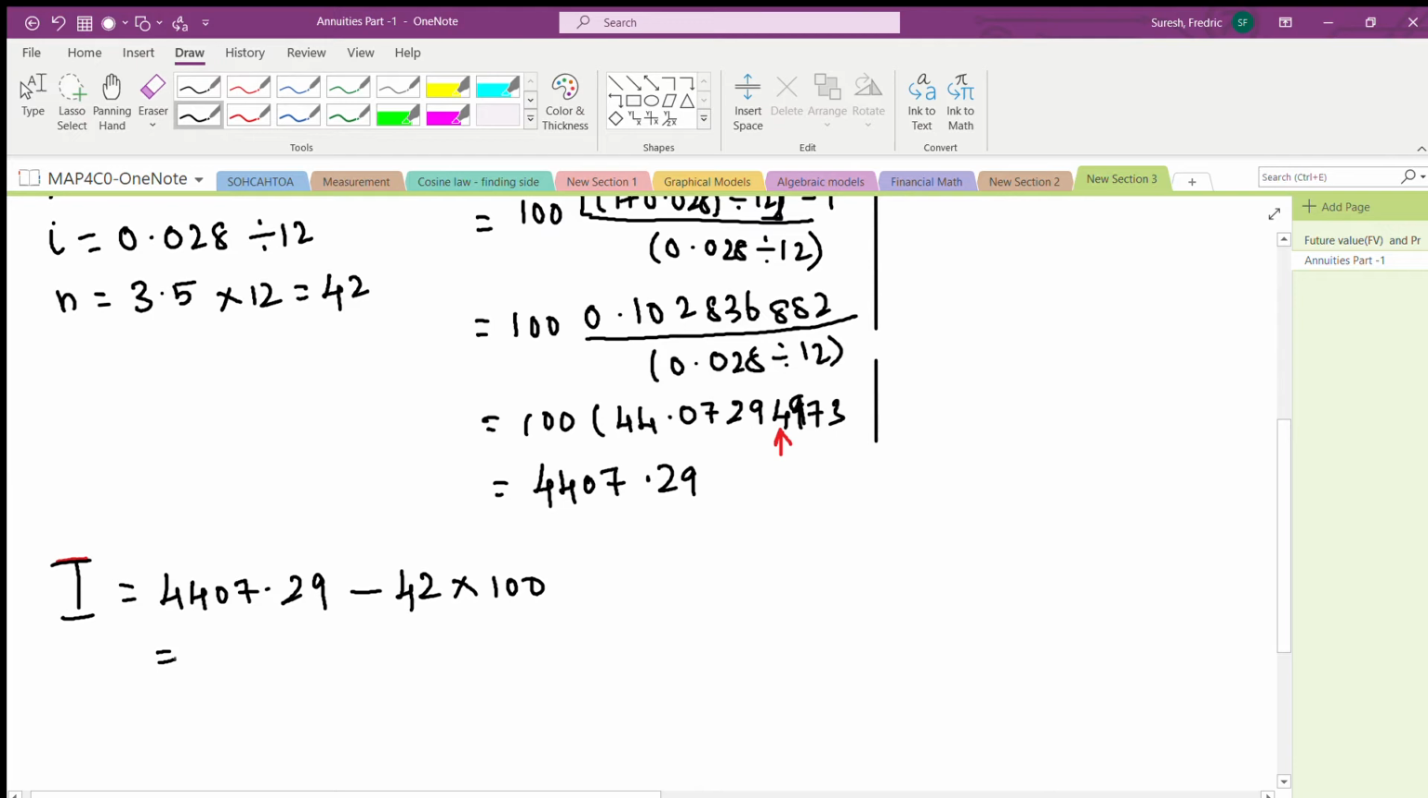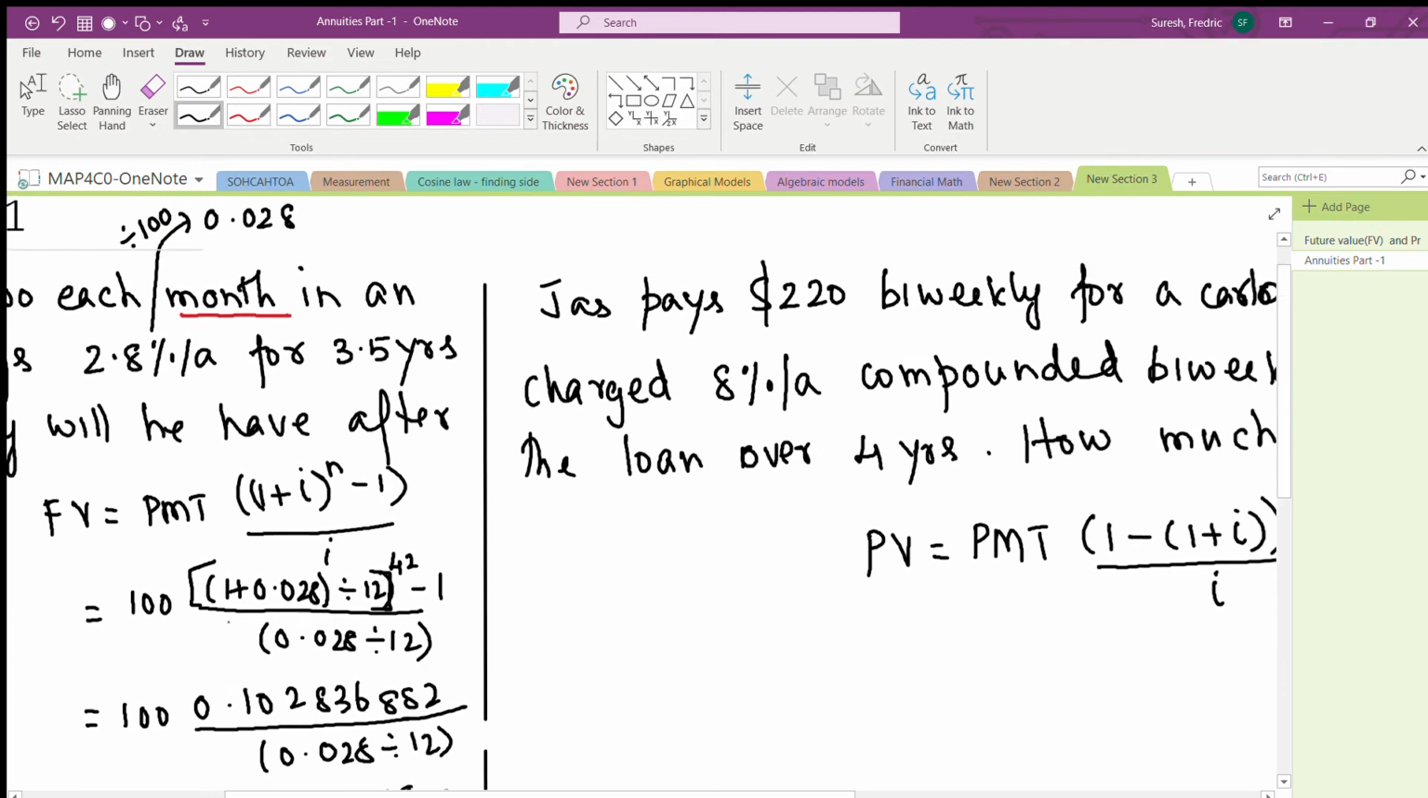So when you do this calculation, subtract 42 times 100. So the interest money that he made was $207.29. This is the money that he actually gained because of the investment. Let's look at the second problem here.